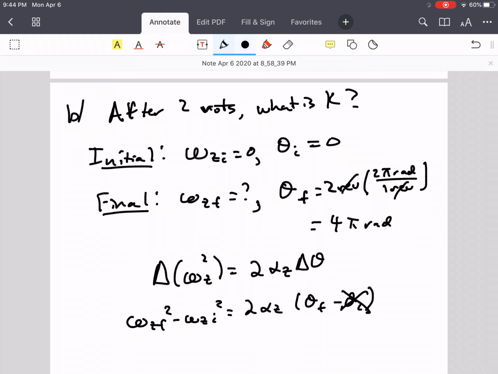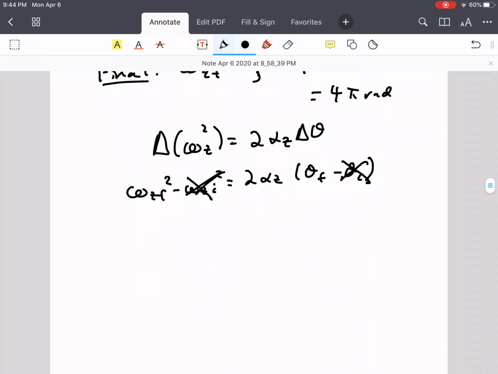Theta initial is 0. Omega z initial is 0. So omega z final squared is just 2 alpha z times theta final, which I could plug in, but I'm not going to. The problem doesn't ask for this, it asks for the kinetic energy, but that's pretty straightforward.